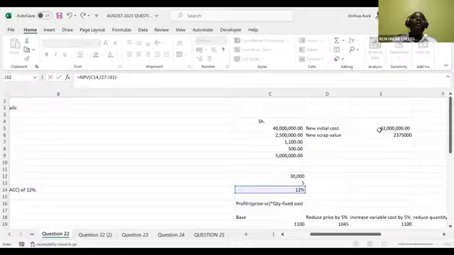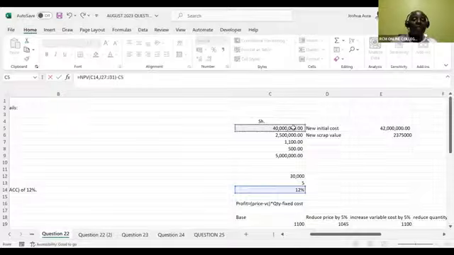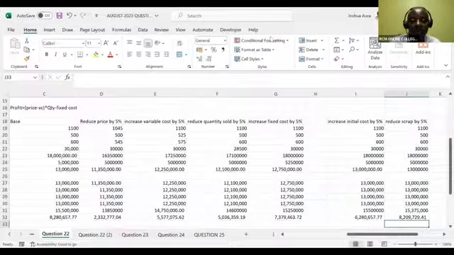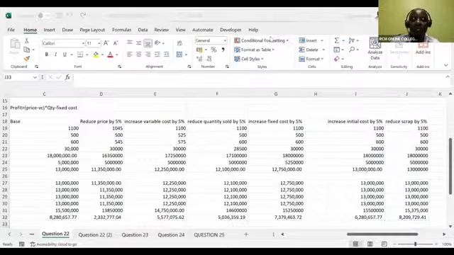You're right. If I'm doing scrap value sensitivity, it means that the initial cost will remain the 40. So here I have to go back to the base. 40 million, and then you say enter. So is there anybody who was able to get this 8209?